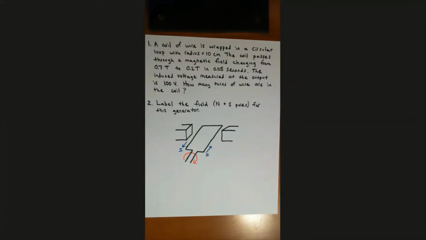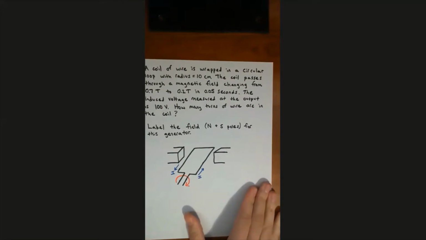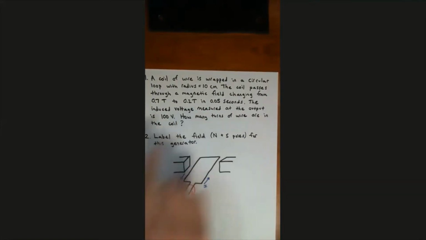Okay, I will assume that you have paused the video and taken a few minutes to work these out. So I'm going to go through the answers. In the first problem, we're given a description of what is obviously a generator because we have an output voltage, an induced output voltage. We're also given a bunch of parameters about the size of the coil of wire, the armature, and we're given the change in the magnetic field, and the change in time.